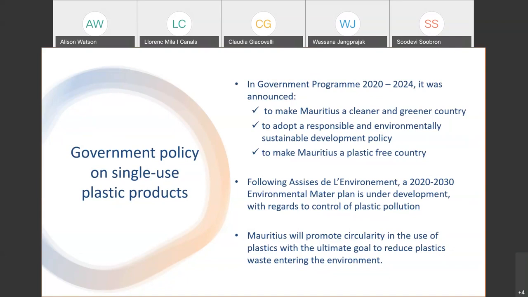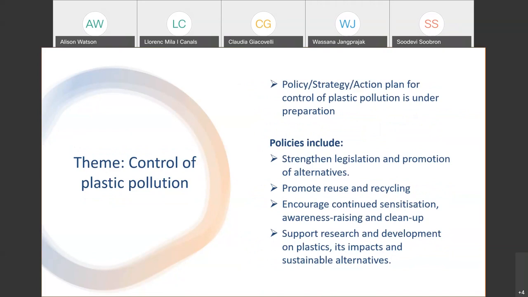And we had an Assise de l'Environnement, which was held last December, and one of the themes was control of plastic pollution. We are presently preparing the master plan, and it will be finalized. Mauritius will also promote circularity in the use of plastic, with the ultimate goal to reduce plastic waste entering the environment. Next slide.